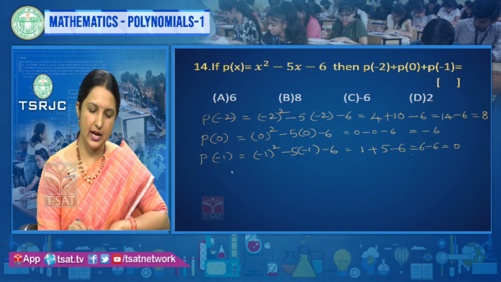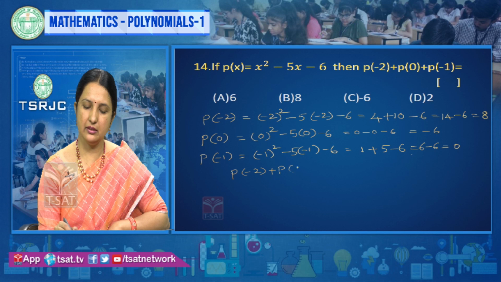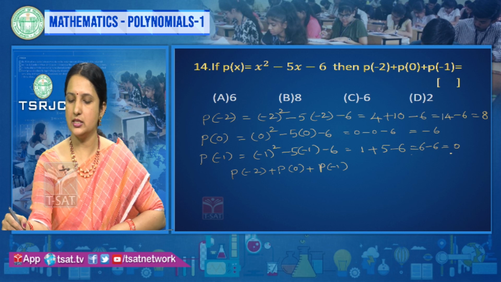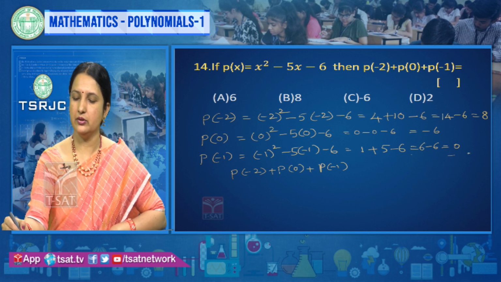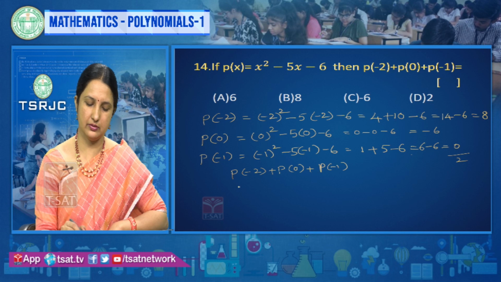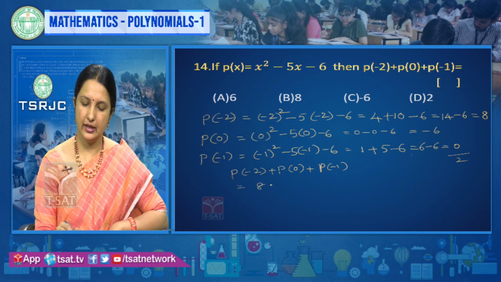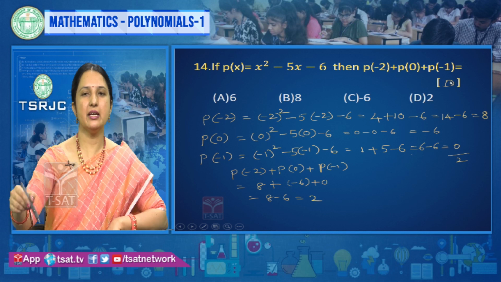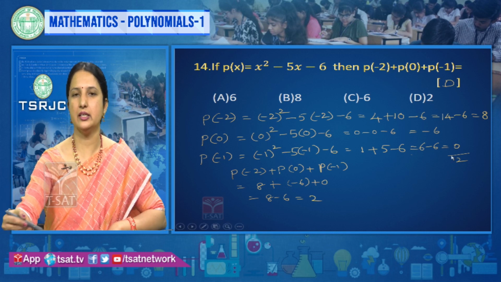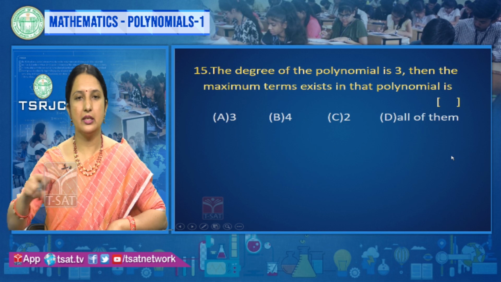So let's add those three now: P of minus 2 plus P of 0 plus P of minus 1. You don't need to do all this separately; you can directly add these three and write it here: 8, next minus 6, plus 0. 8 minus 6 is 2. So D is the answer. You can save time like that if you add directly.